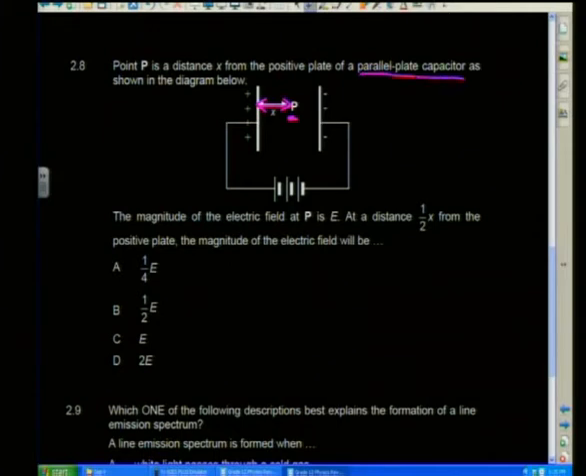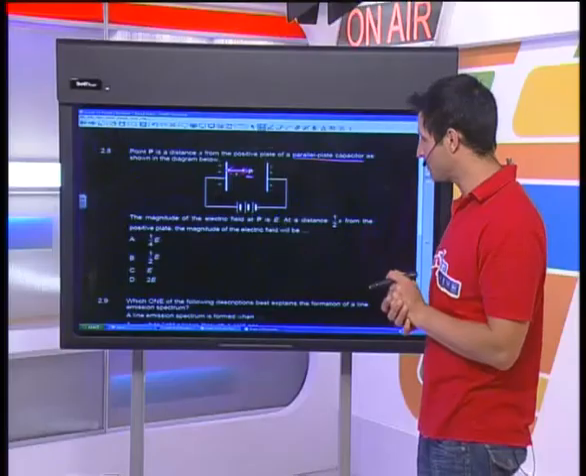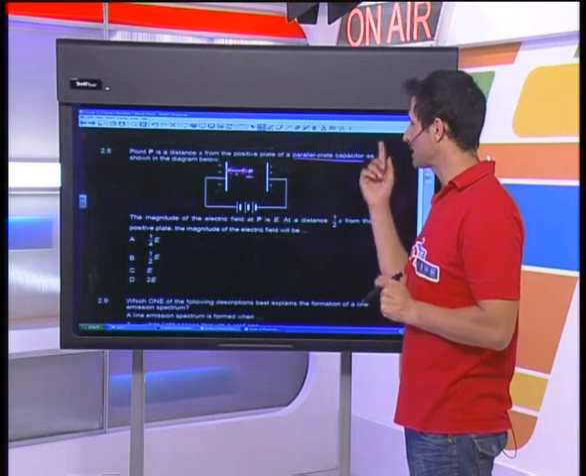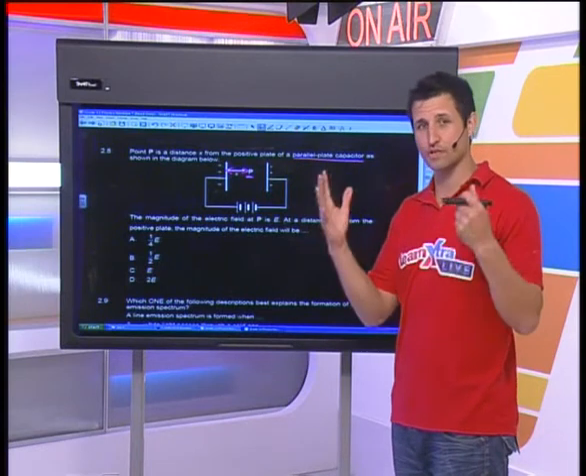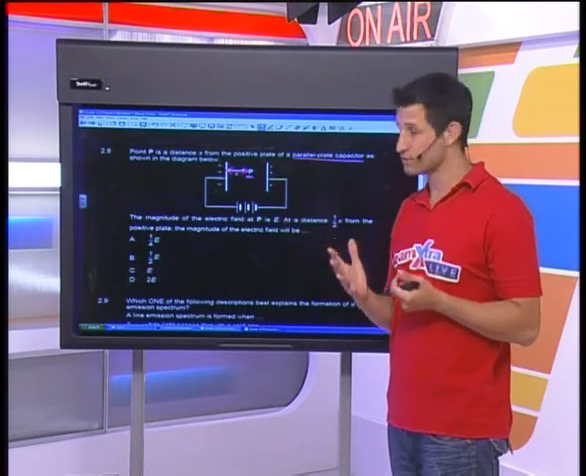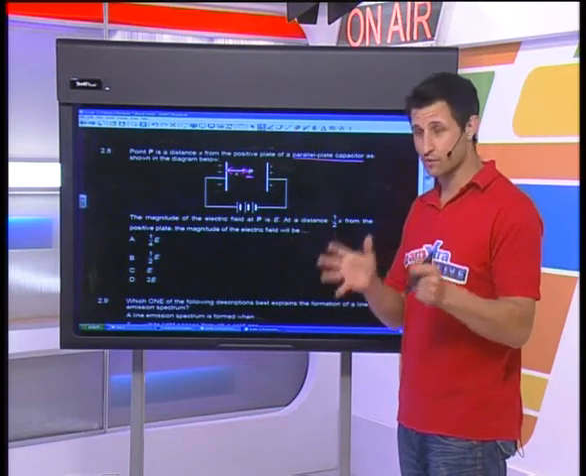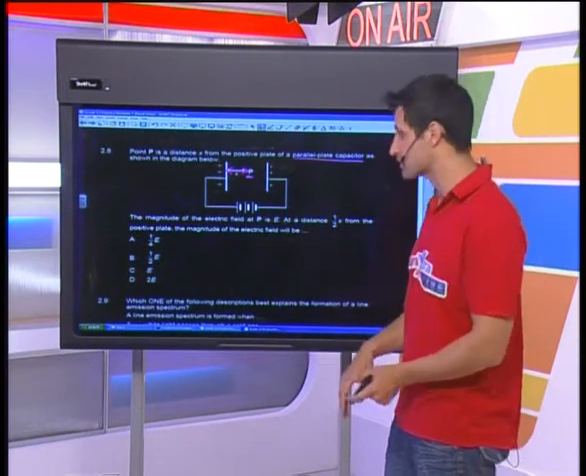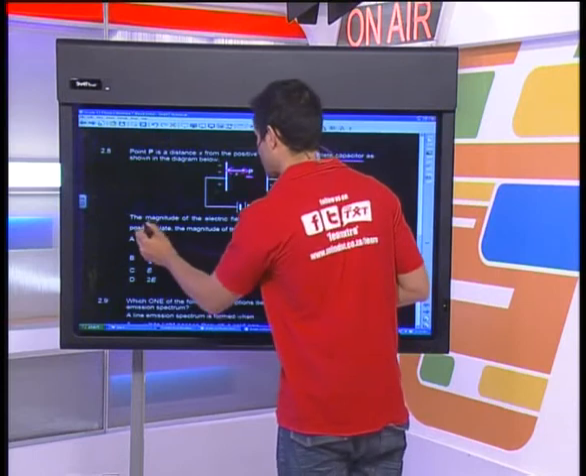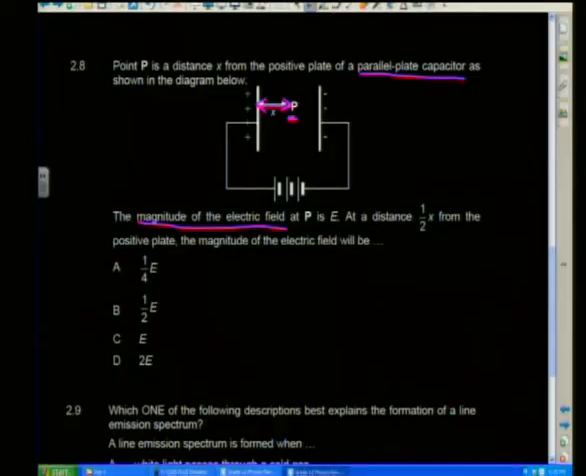Whoa, there's a thing which I really like. Parallel plate capacitor shown in the diagram below. Well, if I remember correctly, a parallel plate capacitor has got something quite special about what goes on in between those two plates. But let's not get too far ahead of ourselves. Let's read the question first. The magnitude of the electric field. Oh, wait a minute. I know something about the electric field between parallel plates. Is E. So it's got a value of E.